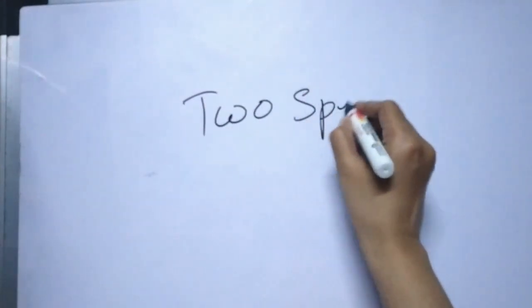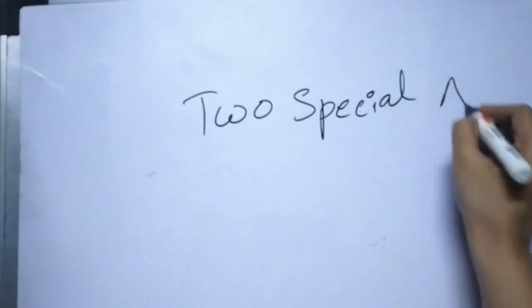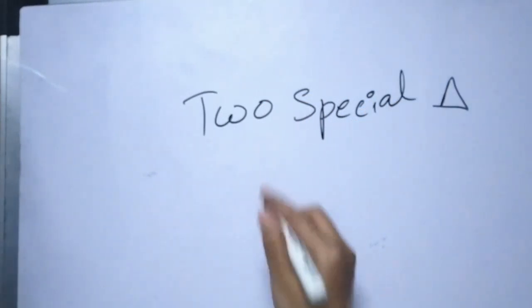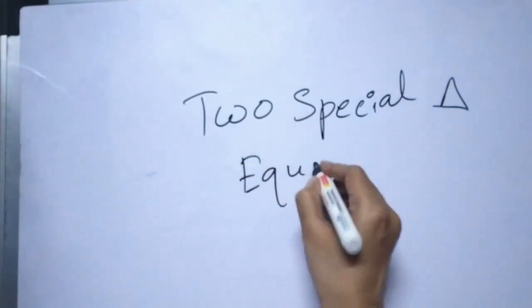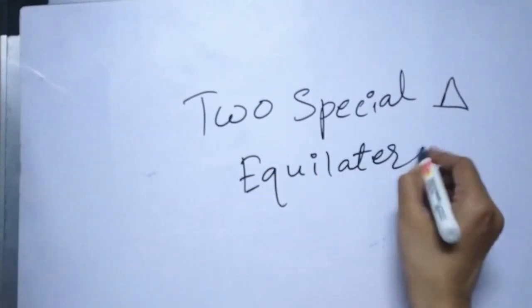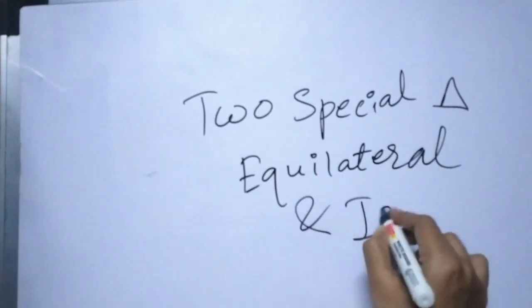Welcome back, dear students. In today's video we are going to see two special triangles. So friends, what are the special triangles we are going to study? Yes, the equilateral triangle and the isosceles triangle.